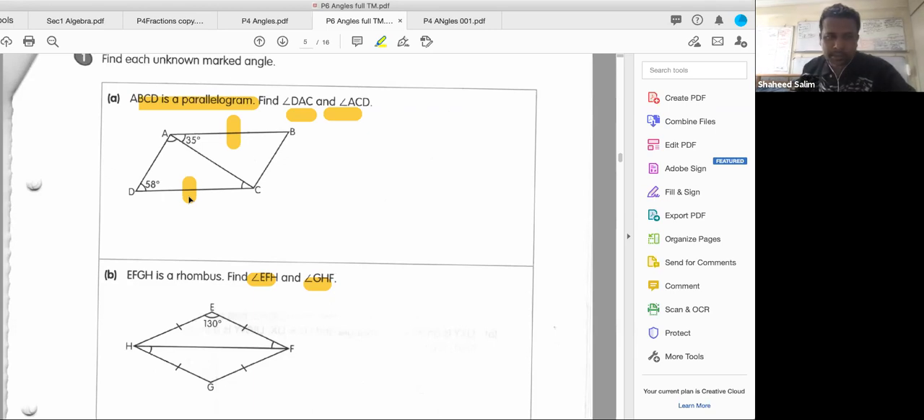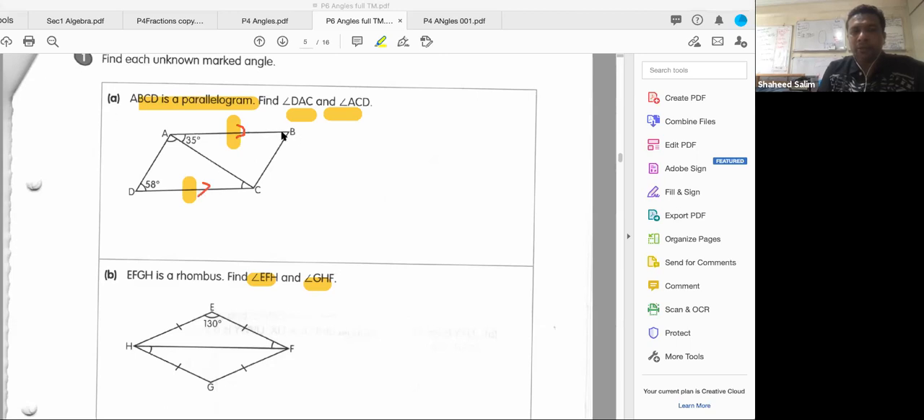Congratulations, Miss Putri. Well done. Congratulations, Mr. Zahin. Well done. Those of you who can't see, remember this is parallel. So this one, look at it carefully. You can have the Z. You don't even need to calculate. This angle is equal to what? It's equal to 35, because these two are the same.